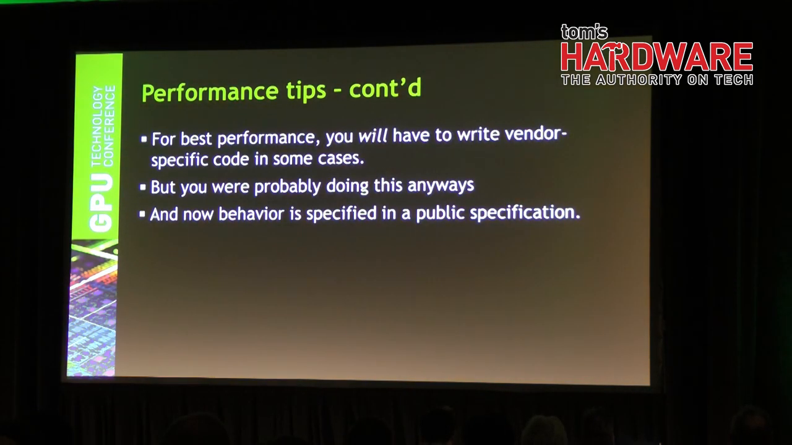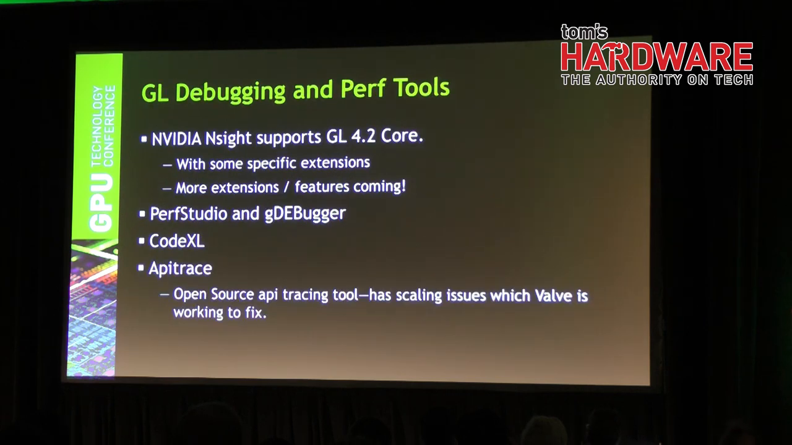There are some other things. For best performance, you're going to have to write vendor-specific code, but the truth of the matter is you're probably writing it already. You're probably using NVAPI, and AMD's equivalent of NVAPI. The difference is that now, when you're writing vendor-specific code, the specifications are public. So you can tell, hey, I wrote this according to spec, and it's not working, this is your problem for sure. You have much more confidence.